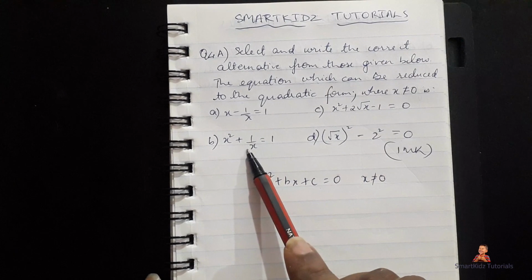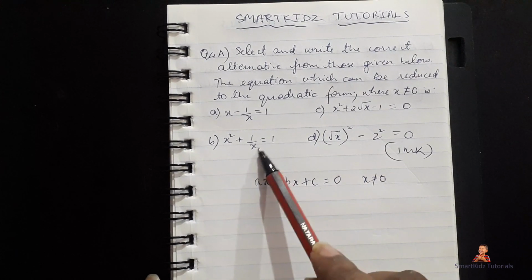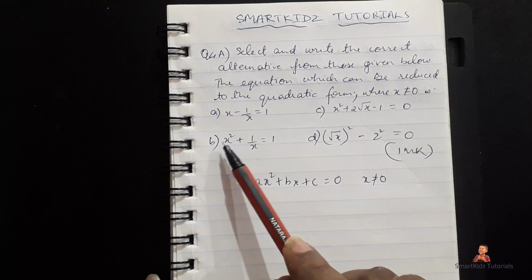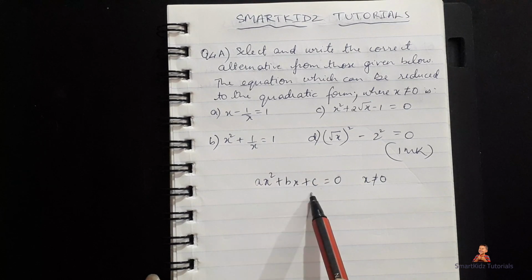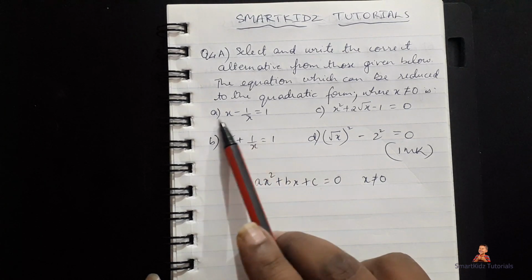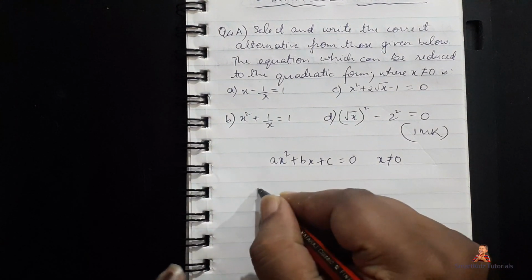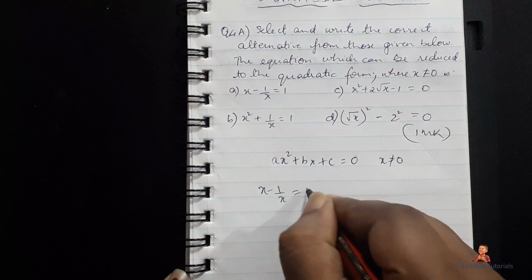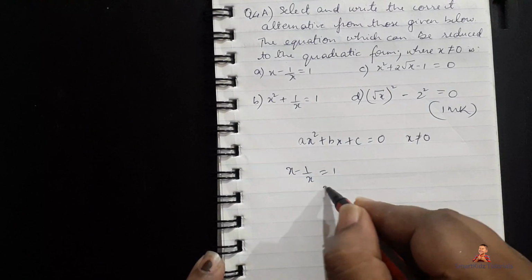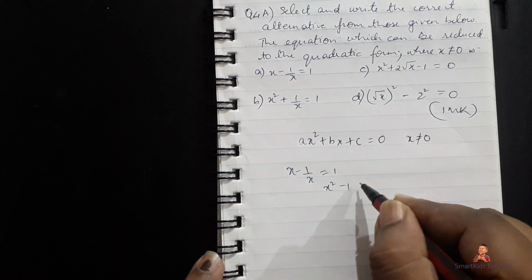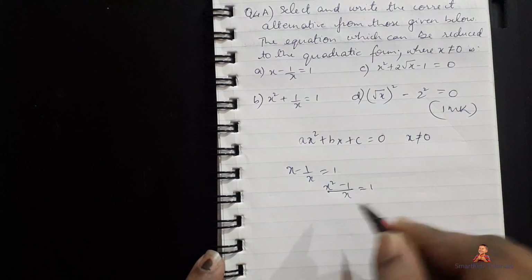In case of B, when we take the LCM in this case, it will become x cube. So x cube does not become a quadratic equation. In case of A, if I solve A, we should get our quadratic equation. So it should be, if x minus 1 upon x equal to 1, take the LCM, will become x square minus 1 upon x equal to 1.